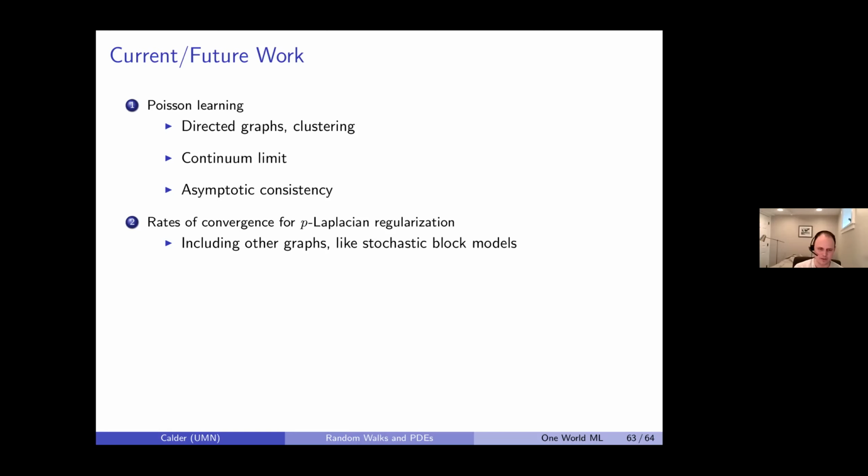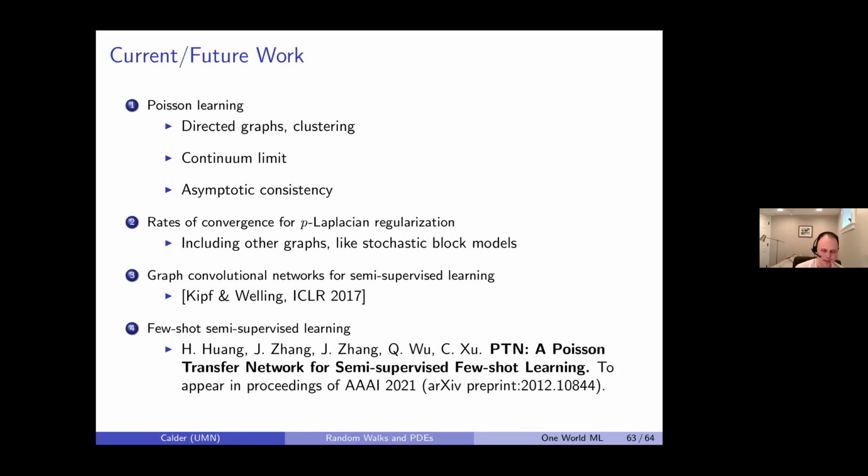And so this is current work that we're looking at, and I think some of these ideas would hold for other kinds of graph models like stochastic block models. And then, we want to understand some connections between Poisson learning and some recent work in graph convolutional neural networks. And there's this new problem in machine learning called few-shot learning, which I think these ideas would be useful for. And it turns out, we just noticed this fairly recently, that another group has picked up our Poisson learning framework and has applied it to semi-supervised few-shot learning in a conference paper that's going to appear this year. And so this is a direction that we'd like to also pursue in the near future.